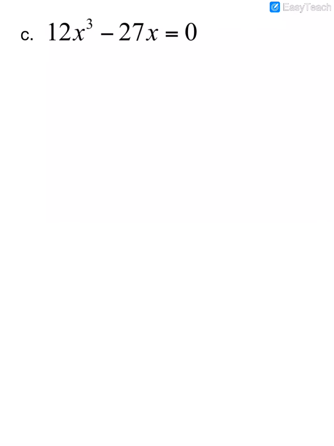Okay, in this example, we already have everything on one side equal to 0, so we can go ahead with our next step, which is to factor. So let's first look to see if there's a greatest common factor. And there is a greatest common factor. The greatest common factor between 12 and 27 is 3, but they also have an x in common. So if I factor out a 3x, I'm left with 4x squared minus 9.